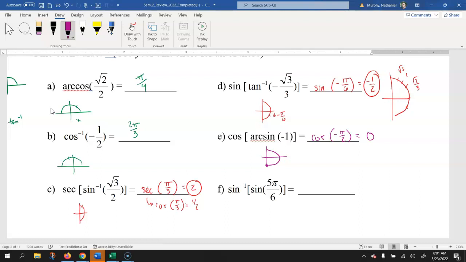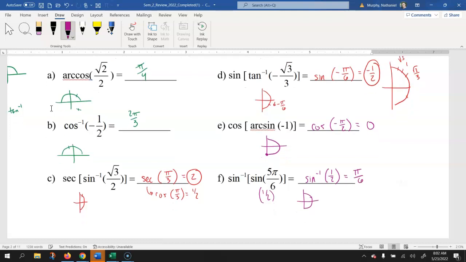And the last one for this section would be the inverse sine of 5 pi over 6. So remember, the sine of 5 pi over 6 would be 1/2. So we'd be trying to find the inverse sine of 1/2. And on your unit circle, that's going to be right down here, at pi over 6 radians. So pi over 6 radians would be your answer for F.